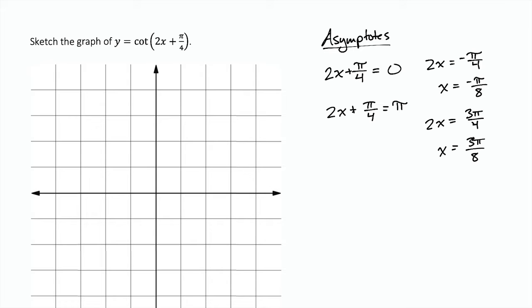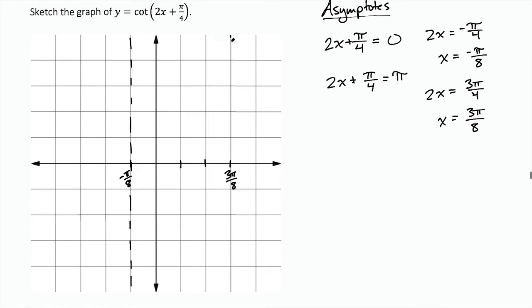So pi over 8 is kind of how we're counting here. I'm going to go ahead and let each box here be a pi over 8. So this will be a negative pi over 8, positive 1, 2, 3 pi over 8, just to get my scale easy to work with. And that's where I'm going to have my asymptotes.